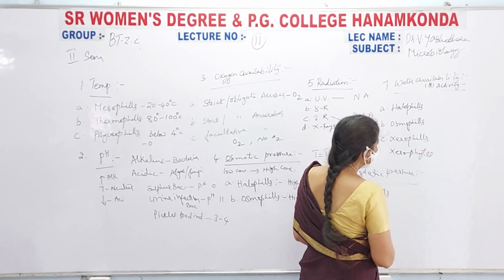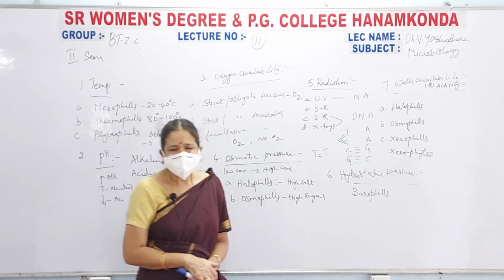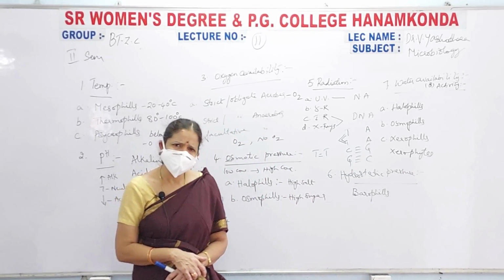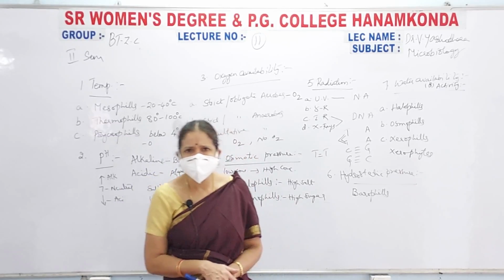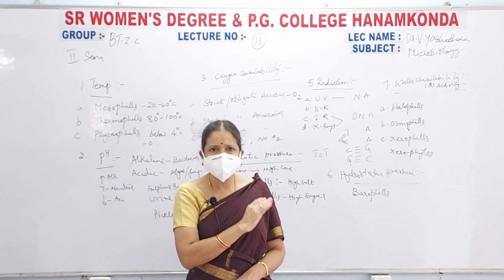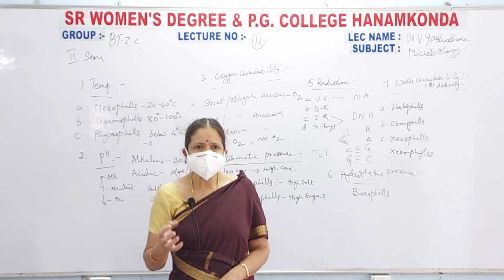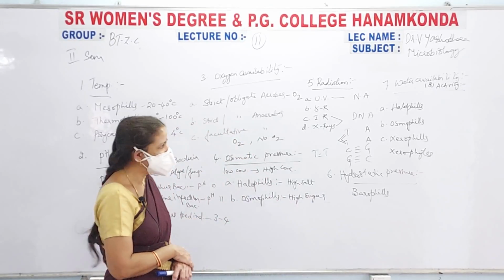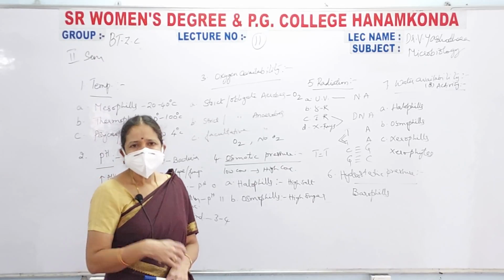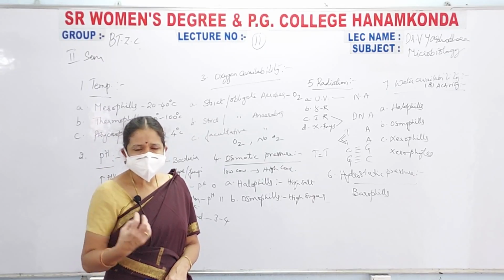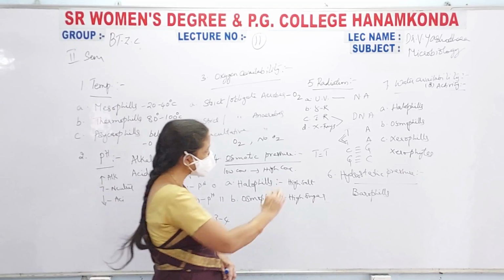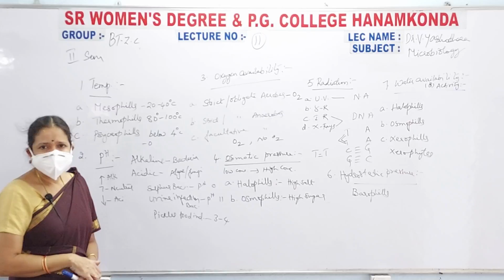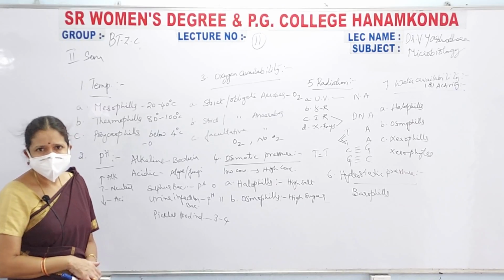So xerophils grow there. That means whatever it may be, water is an essential factor for the growth of microorganisms, or not only microorganisms, for any organism, water availability or water activity is a must. Why? Because in all our cells, the cytoplasm consists of 90% water. So these are the factors that are affecting the growth of microorganisms.